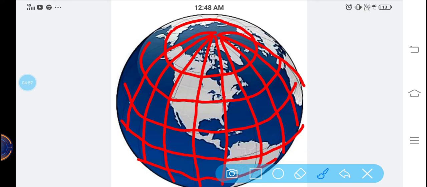Now, as I told you, the point on the North Pole, this is your North Pole. Here, this is where the longitudes join. These longitudes join here on the North Pole. So this is called North Pole. And where in the south, where the lines join, that is called the South Pole.